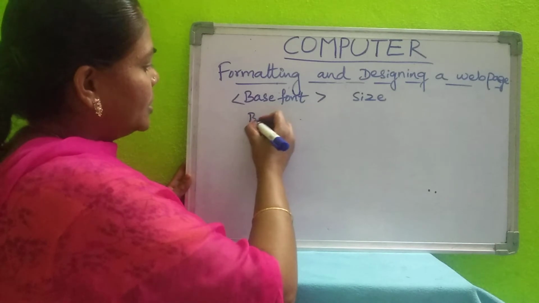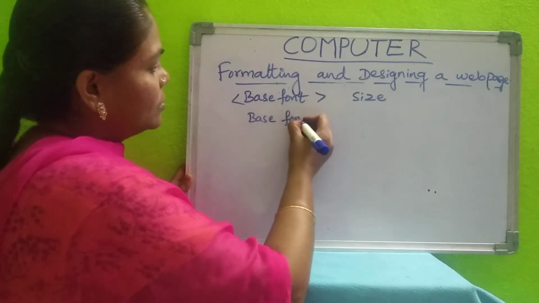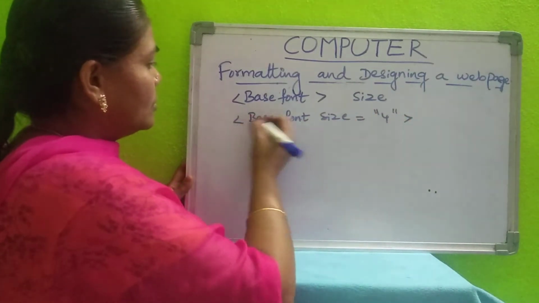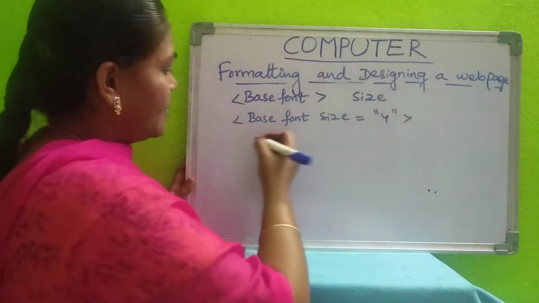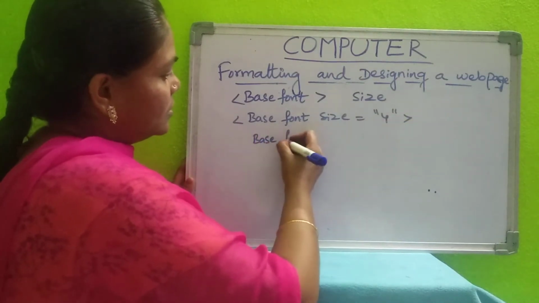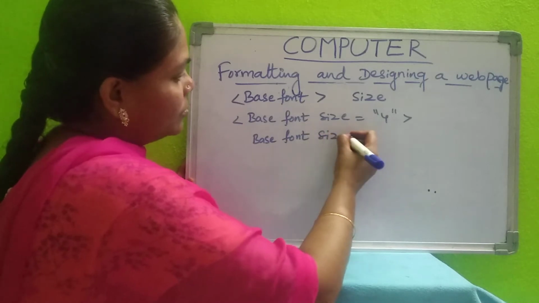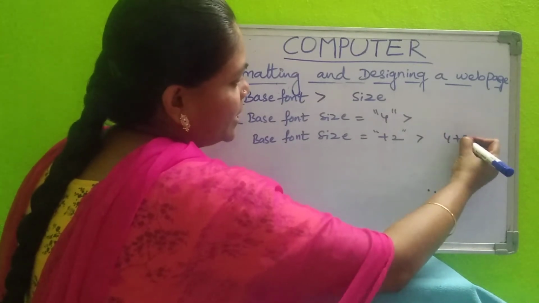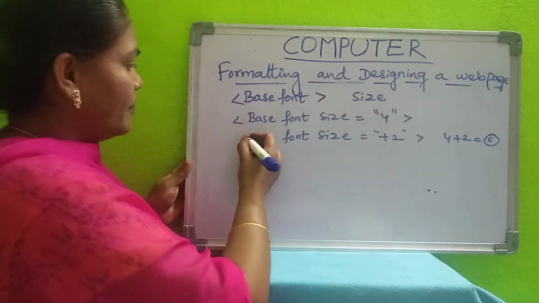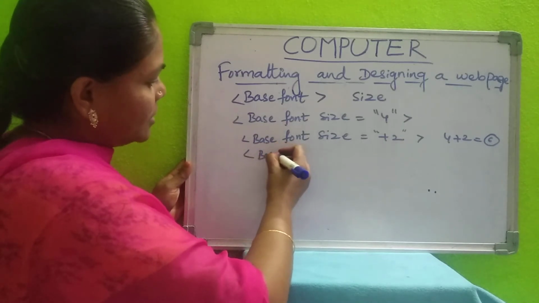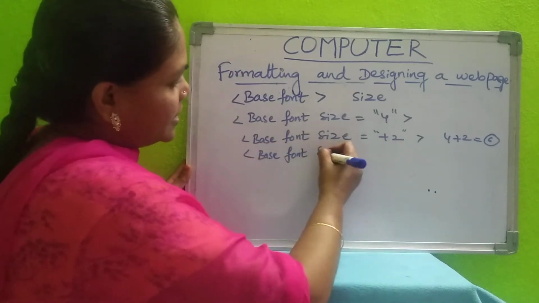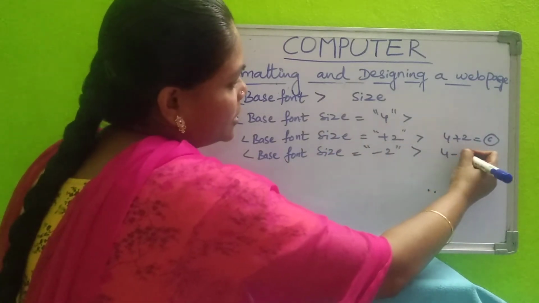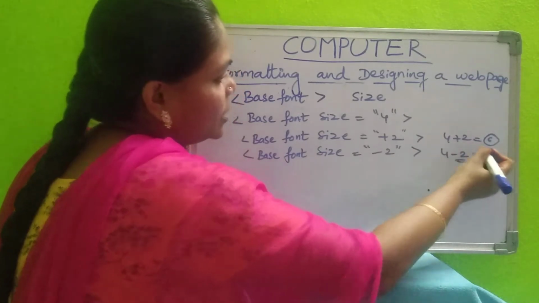Okay. Base font size equals to, say, 4 we will take. To increase this size we have to add a number. Base font size equals to +2. +2 means it will be incremented to size 6: 4 plus 2 is 6, now size 6 is displayed. Next, if you want to decrease the font size, base font size equals to -2. So if you decrease the number, size 2 will be displayed.